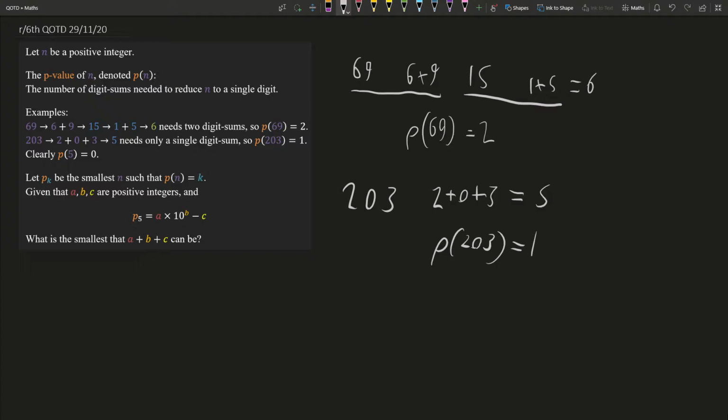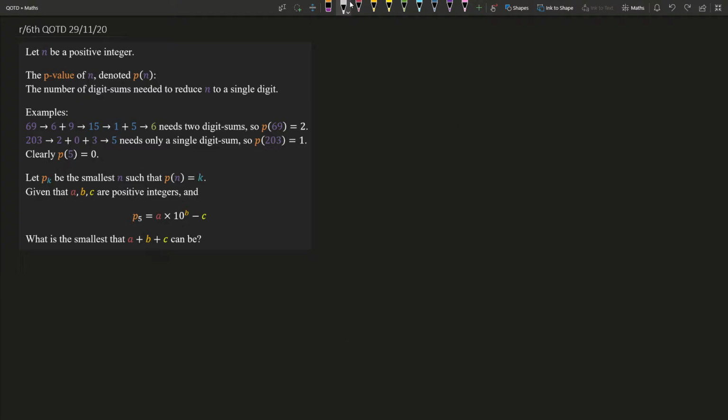And we're looking for the smallest n such that pn equals k. So that's what pk is defined as. And now the actual question's asking, given that a, b, c are positive integers, and we have this p5 is equal to sum a times 10 to the b minus c, what's the smallest that a plus b plus c can be? Well, let's start off simple.